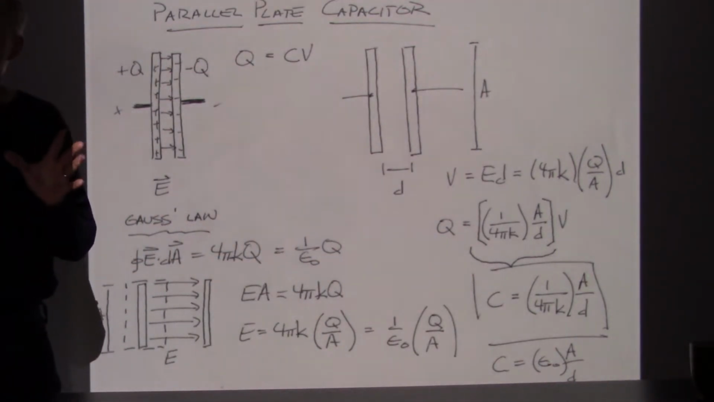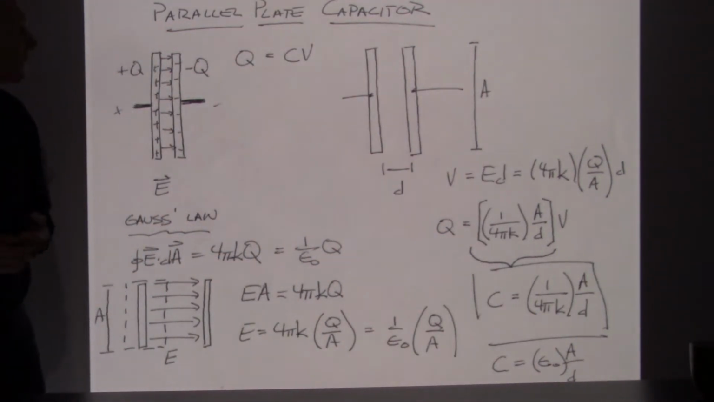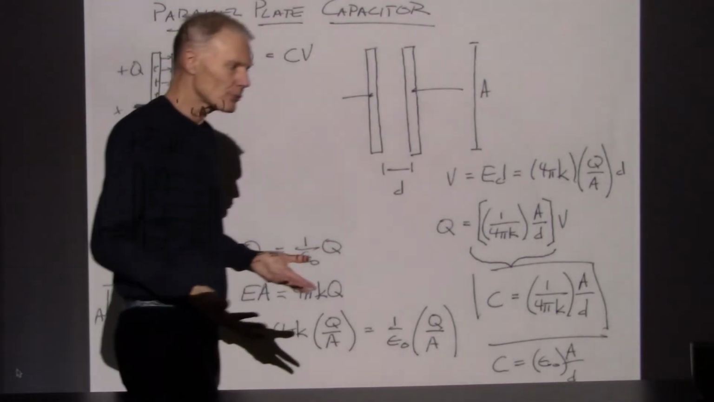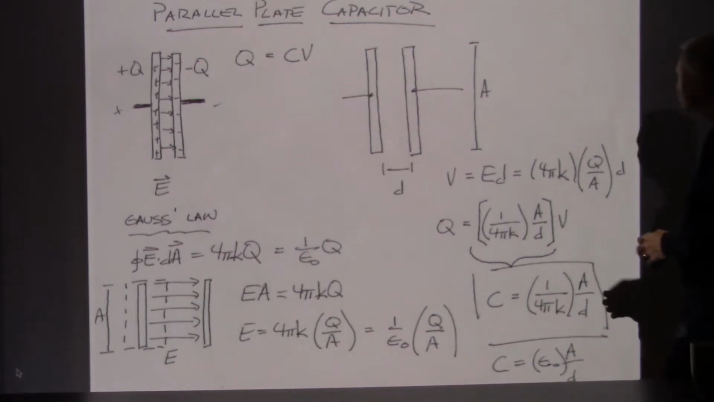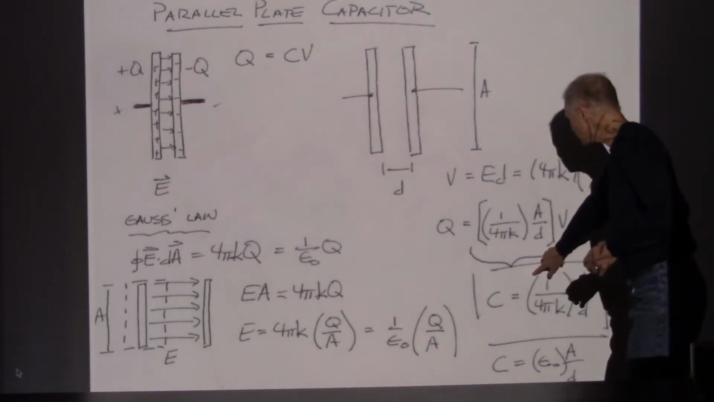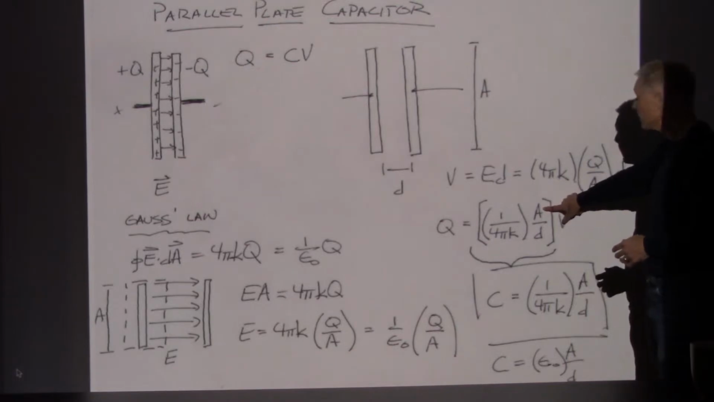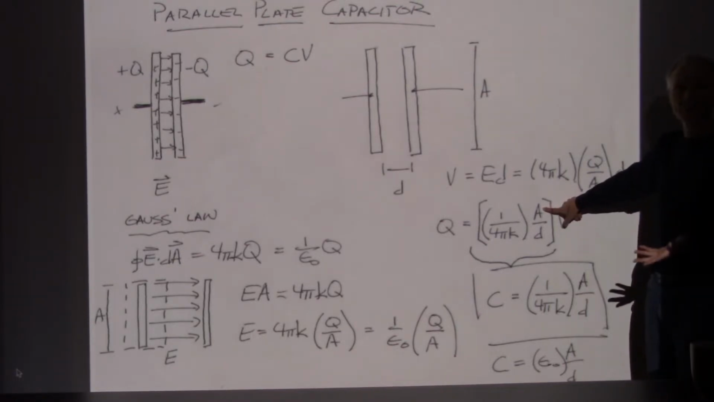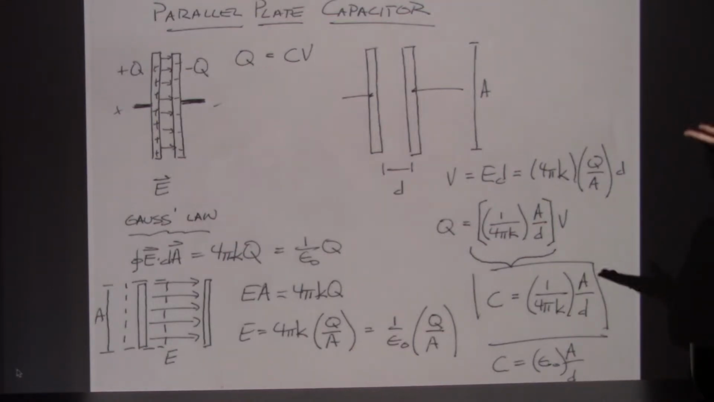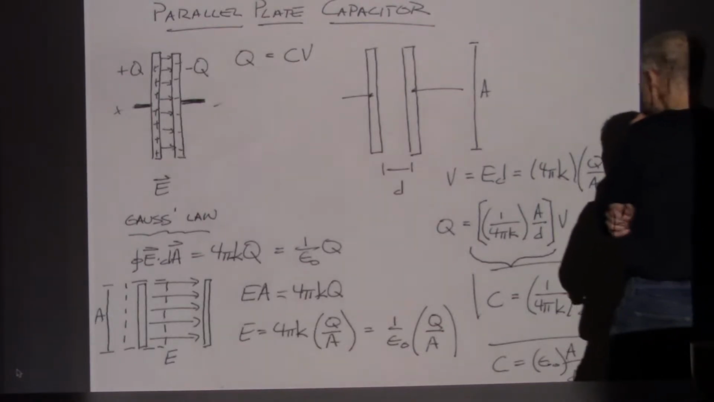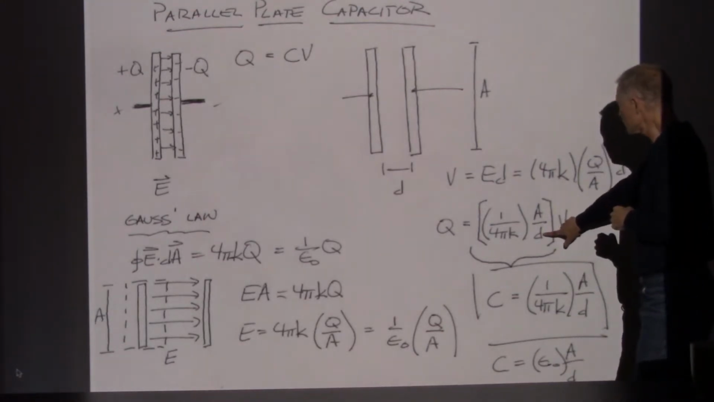So let's think conceptually about what that is telling us. How do I design a capacitor that is able to store a lot of charge? To get a lot of capacitance, we want to have a big surface area. That makes sense. If I double the surface area, I'll be able to store twice as much charge with the same voltage.